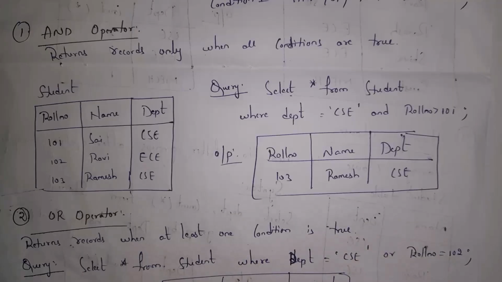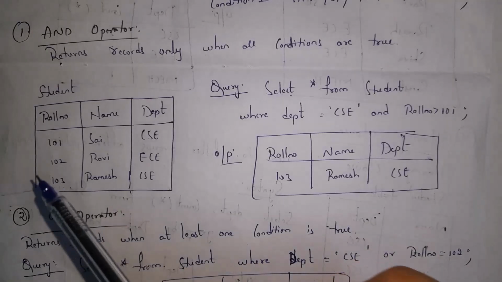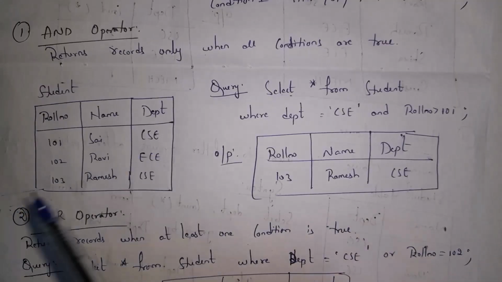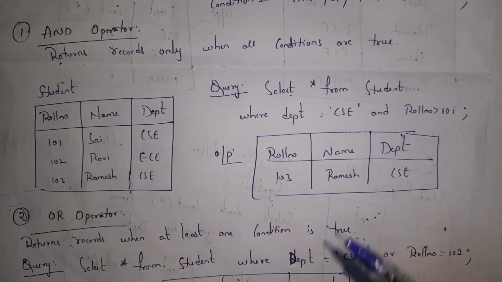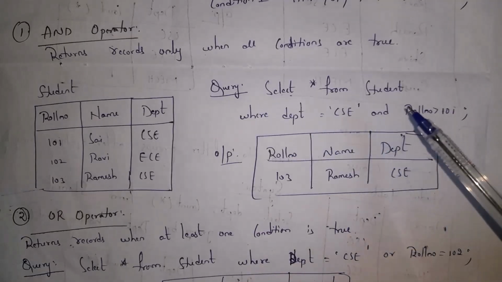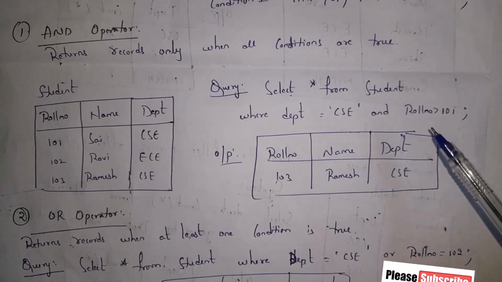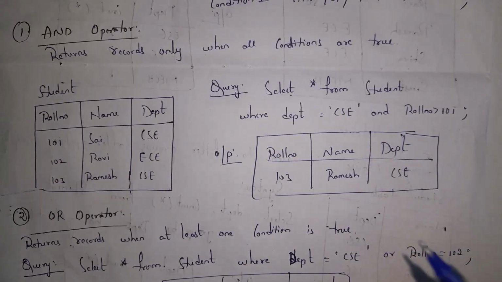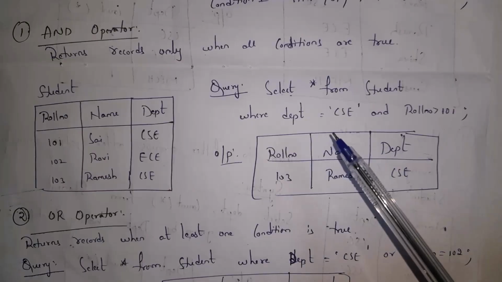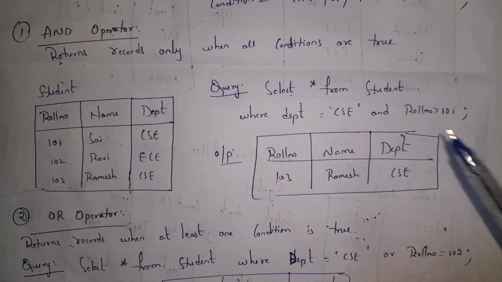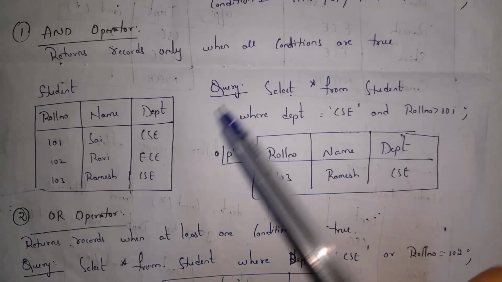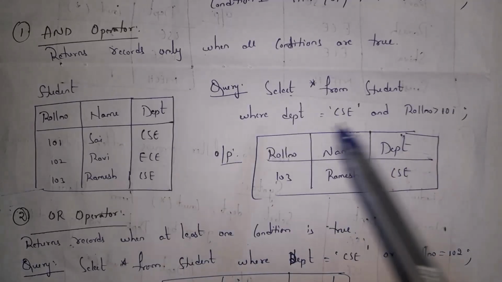For example, there is a student table which contains roll number 101, name Sai, CSC, and 102, Ravi, ECE, 103, Ramesh, CSC. Now I want to print the complete record of the student whose department is CSC and roll number is greater than 101. So I'll write a query like SELECT * FROM student, WHERE department is equal to 'CSC' in quotations AND roll number greater than 101. I'm giving two conditions. One is department is equal to CSC and the next condition is roll number greater than 101, with a semicolon. Whenever I execute this query, I'll get output. Two conditions must be satisfied.